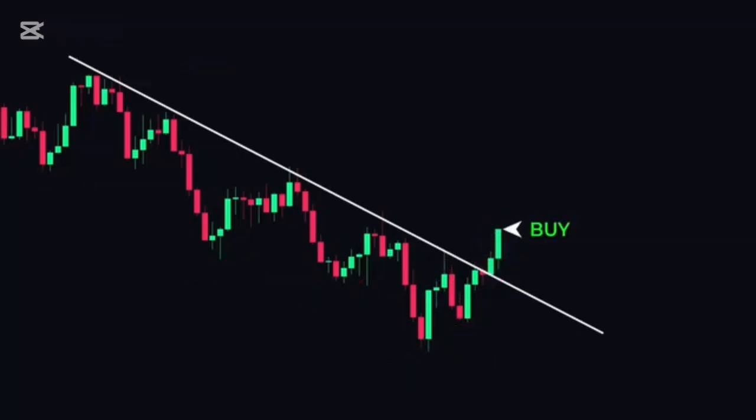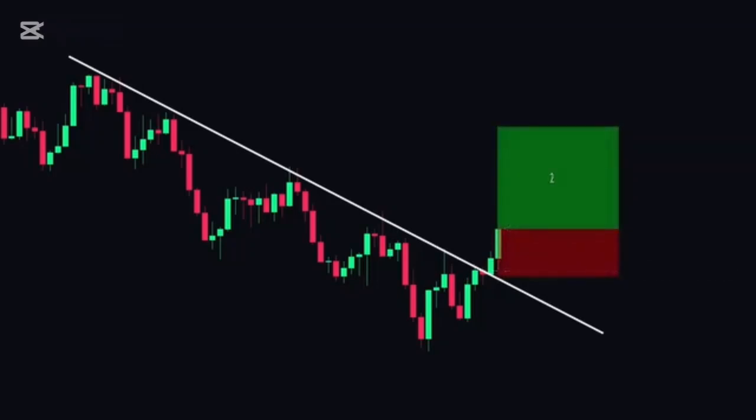For stop loss, place it slightly below the trend line break and set a take profit at 2 times the stop loss size. And as you can see, price went up and hits our take profit target. Now, let's look at another example.